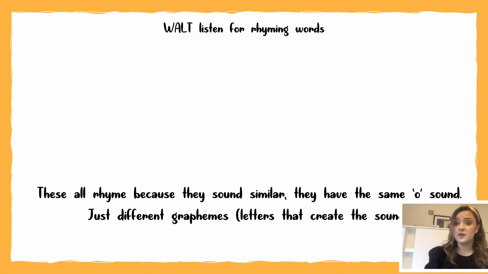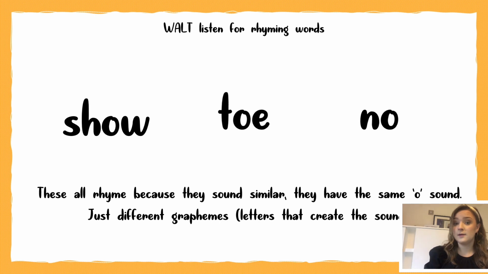Let's look at another example. Here are the words show, toe, and know. Can you say the words show, toe, and know? Your turn. Well done. Can you hear that they rhyme as well? They all rhyme because they all have the O sound at the end of them. But look at how they are spelt. They don't all look like they have the same sound.